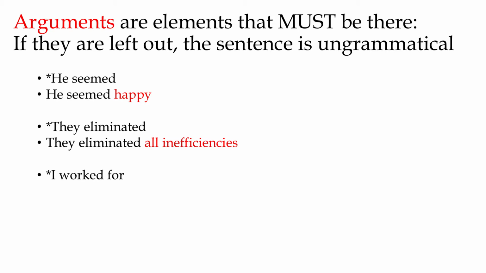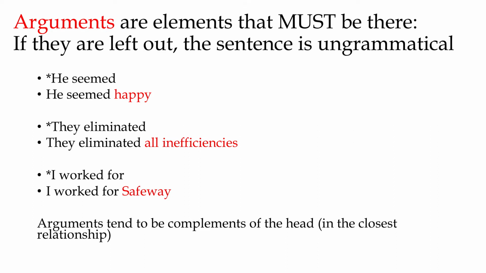"I worked for." I can't say that. I can say I worked hard or I worked slowly. Those adverbs work, but this preposition for can't just exist on its own. It needs an object. I worked for what? For Safeway. As soon as I get an object for that preposition, I'm fine. So the preposition for has an argument, something that has to be there in order for this to work. These arguments will tend to be the complements of the head, the ones in that close relationship with the head, although there are certain heads that will have two arguments, both a complement and a specifier.